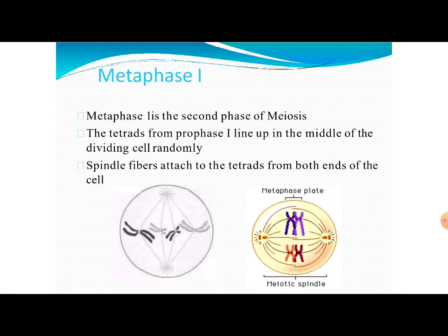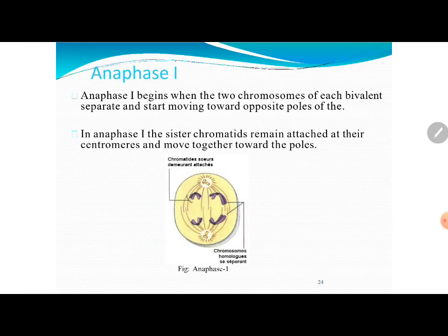After prophase 1, you go to the regular pattern of metaphase, in which the chromatids are arranged on the equatorial plate. The tetrads line up and spindle fibers attach to the tetrads and try to pull them apart. In anaphase 1, the two chromosomes of each bivalent separate and start moving towards the opposite poles. You can see out of 4 it has become 2 arms. The sister chromatids remain attached to the centromeres and move towards the poles, towards the centrioles, towards the extremities.